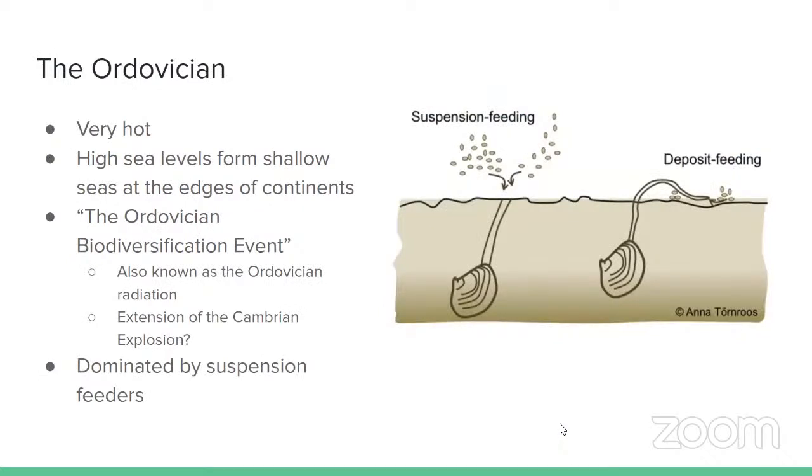So what is going on in the Ordovician? So things to know about the climate. It was very hot. We have these high sea levels, and these are forming seas at the edge of continents, which are going to be shallow, which means we're going to have good light penetration down to that sediment layer at the bottom. So we're going to have benthic organisms there.